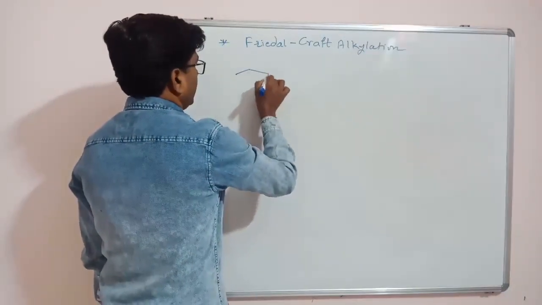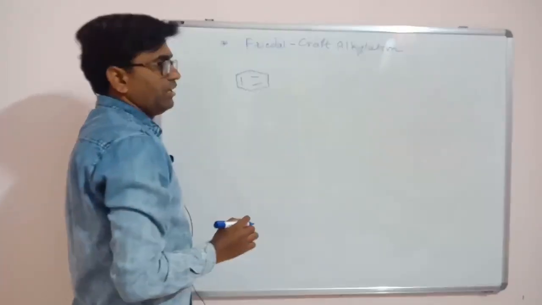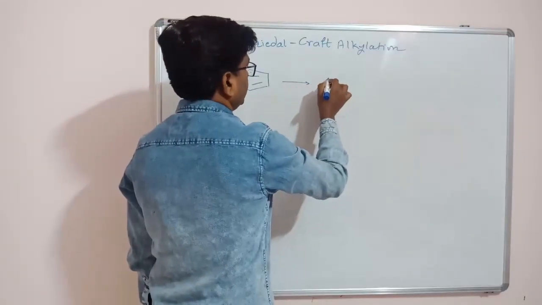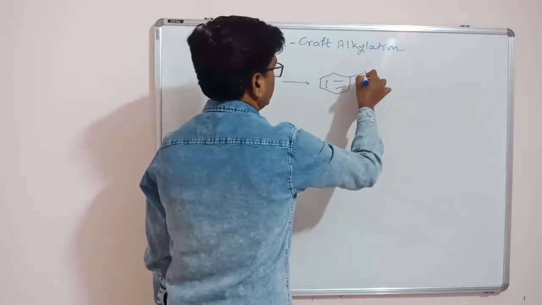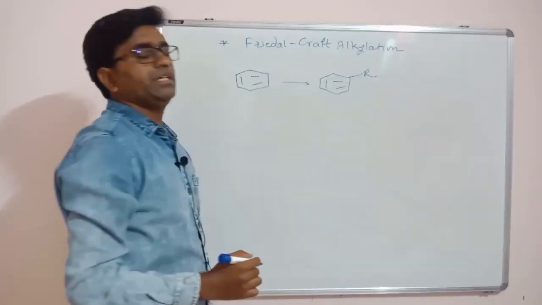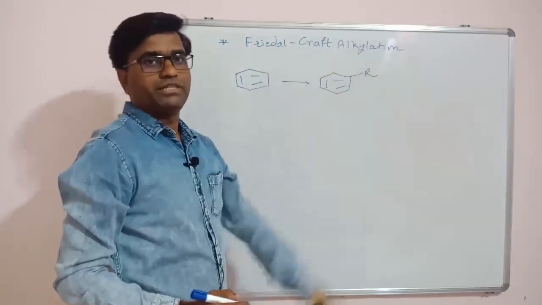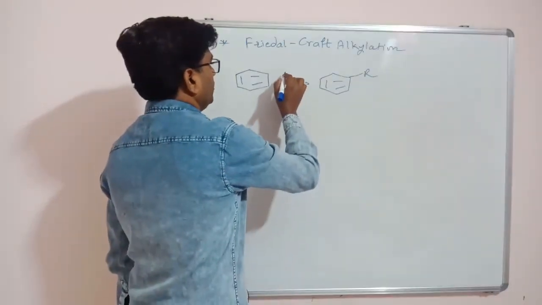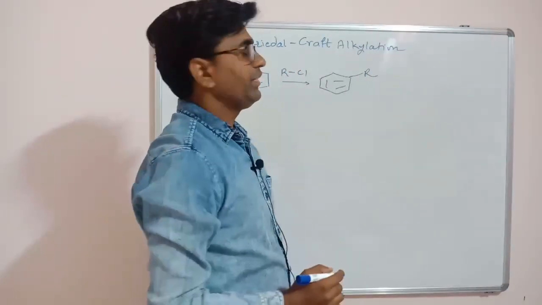This reaction is very simple. One or more hydrogen atoms of the aromatic ring are replaced by alkyl groups. Suppose this R is the alkyl group, then one or more hydrogen atoms are replaced by the alkyl group. That reaction is called Friedel-Crafts alkylation. For that purpose, the reagent is alkyl halide.